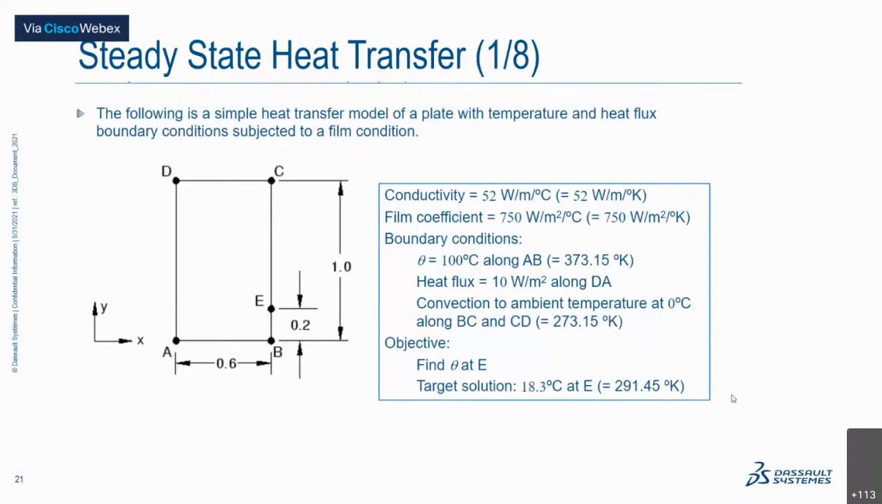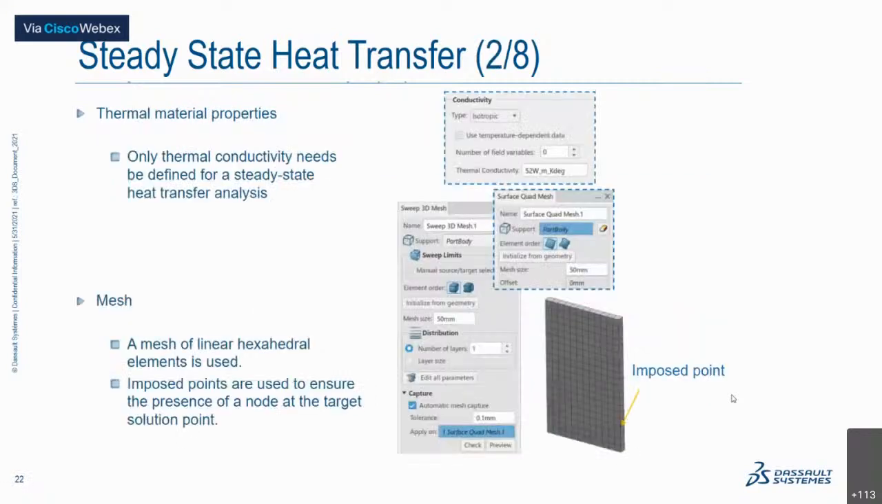And you have convection to ambient, which is the film condition, which we apply along BC and CD at 0 degrees Celsius. And the target solution, that is what we have to achieve, is at point E. The temperature at point E is what we're trying to achieve here. Now, how do we do that?